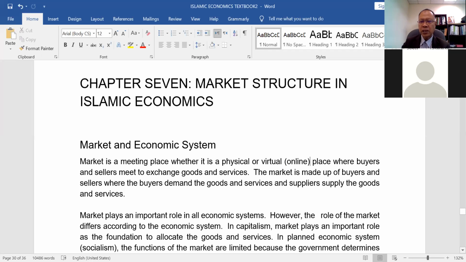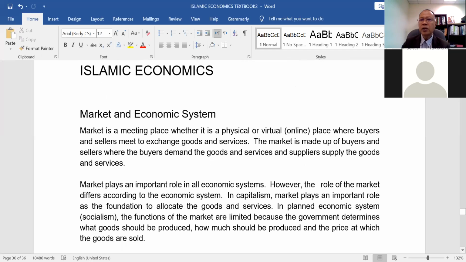We have four economic systems: number one, perfect competition or capitalism. Number two, planned economy or socialism. Number three, mixed economic system, which is a combination of capitalism and socialism. And number four is the Islamic economic system. The market plays an important role in all economic systems. However, the role of the market differs according to the economic system.